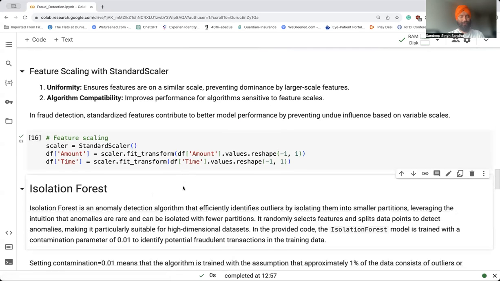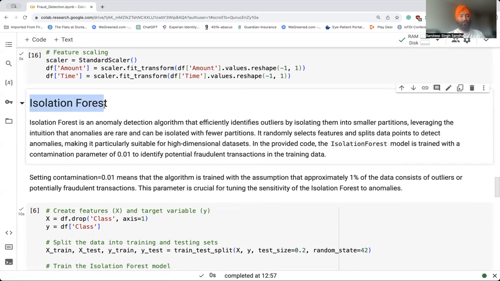We'll do the scaling. Here we will use isolation forest. Isolation forest is an anomaly detection algorithm. It efficiently identifies outliers by isolating them into smaller partitions. Since these outliers or anomalies are very rare, we want to isolate them with as few partitions as possible.